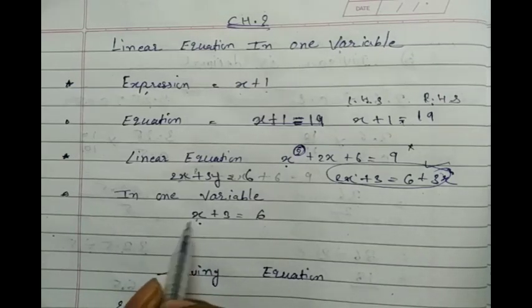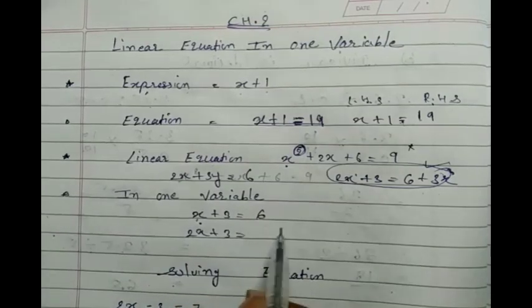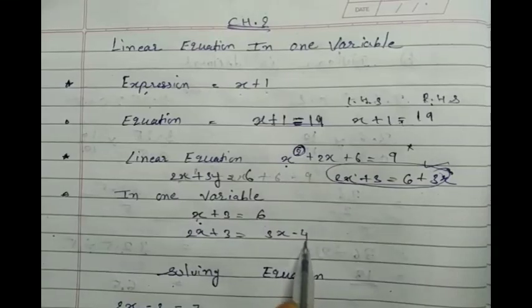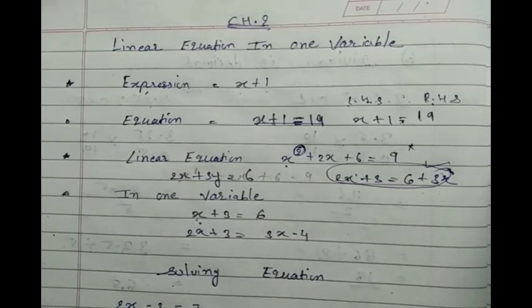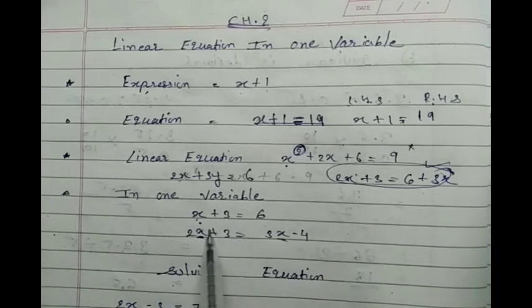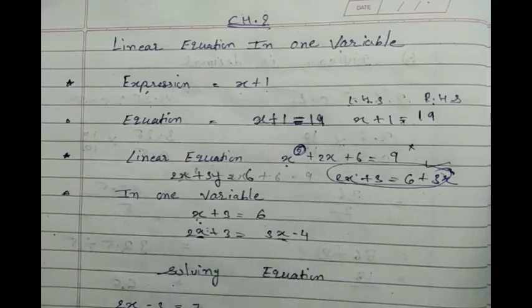One more example, 2x plus 3 is equal to 3x minus 4. This is also a linear equation in one variable, because there is only one variable, it is our x. The power of x is equal to 1. There is no power of x more than 1. So this is also a linear equation with one variable.